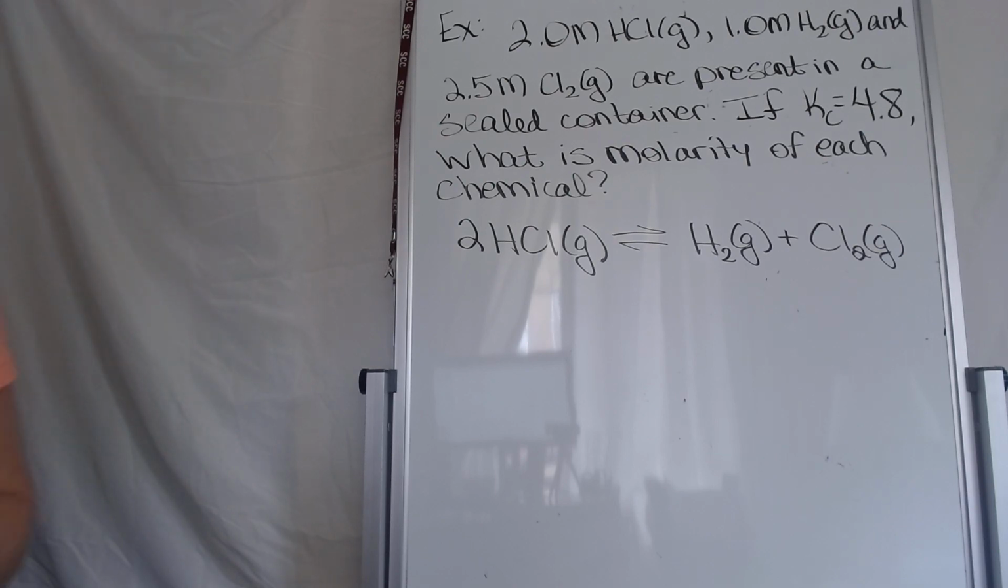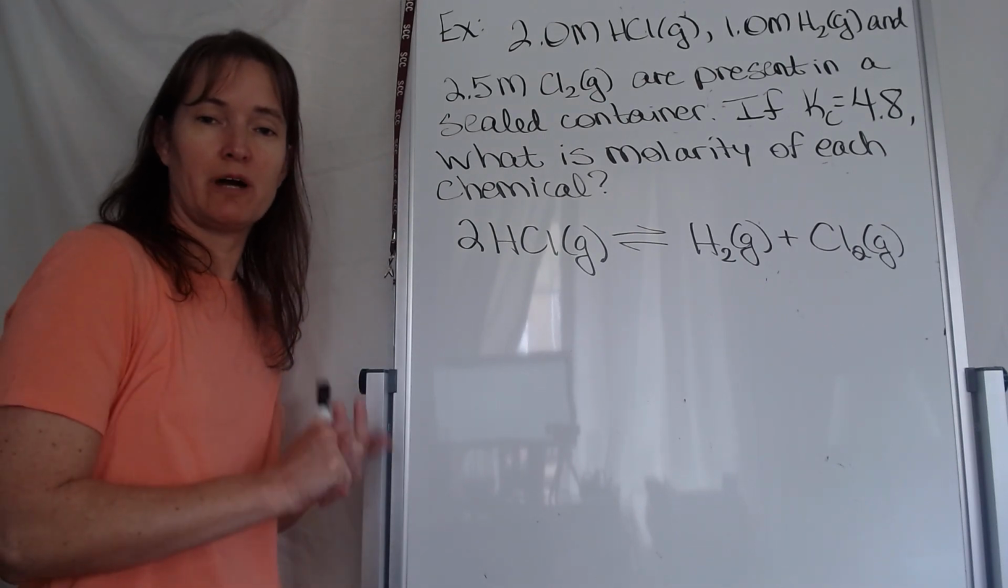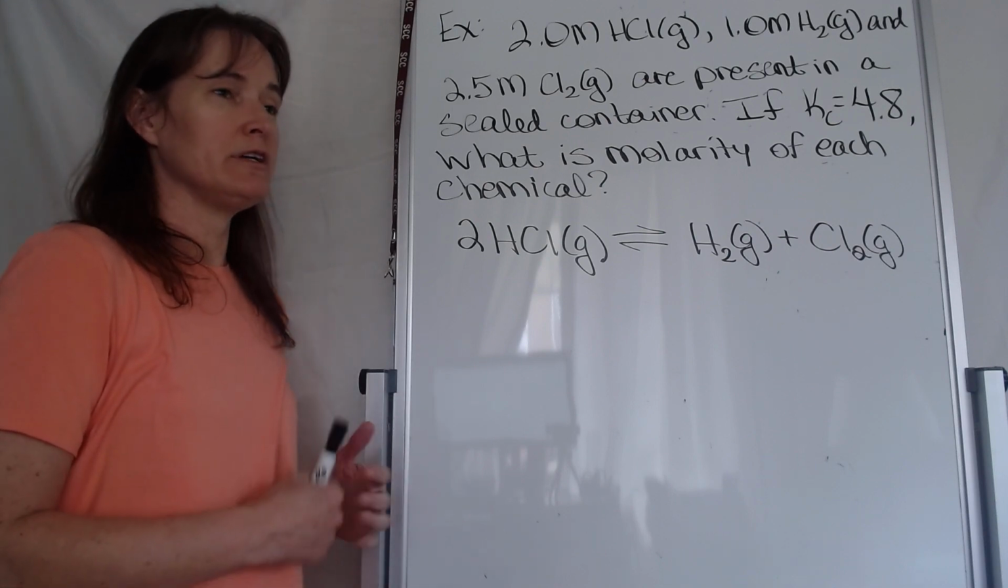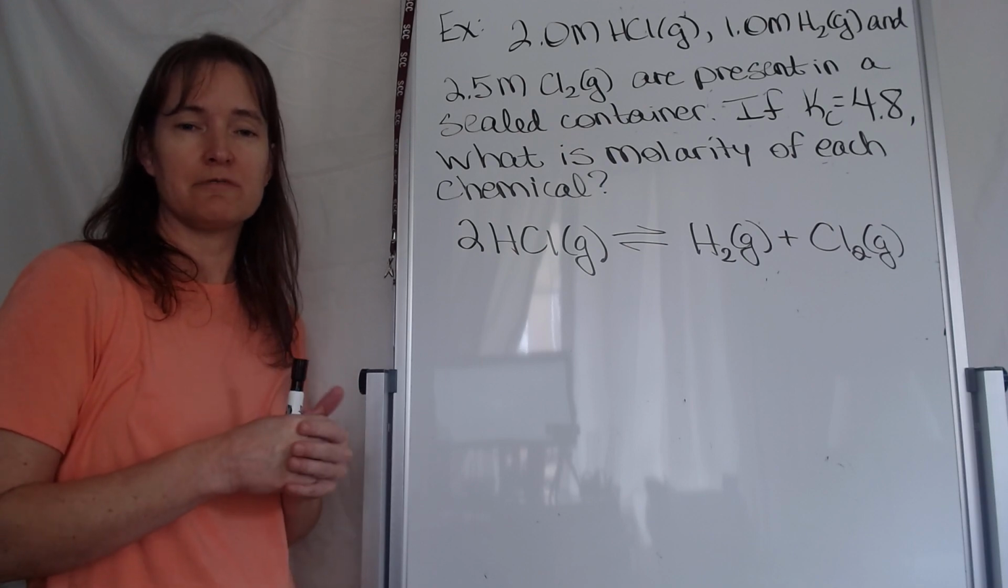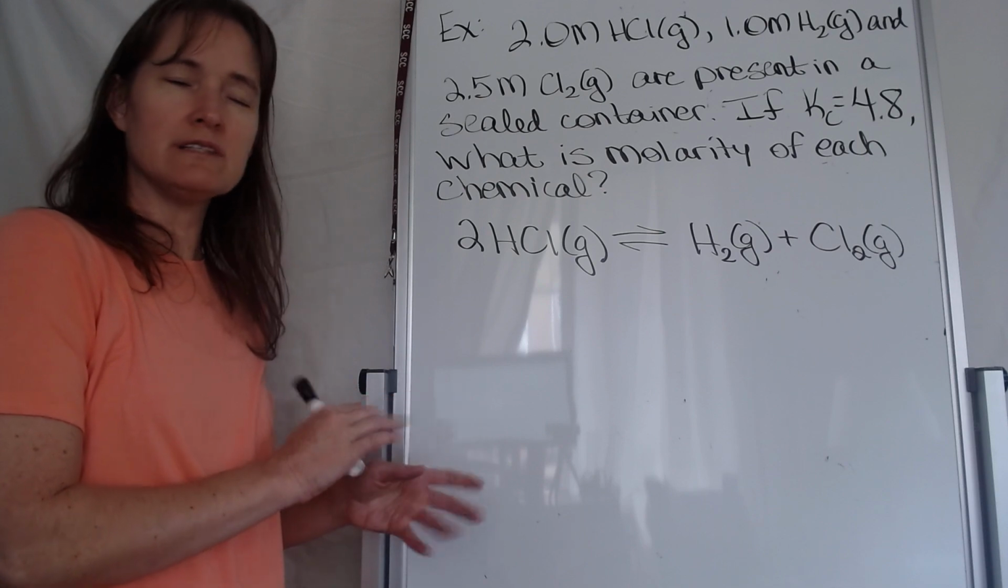Okay, so we are to our last topic for today, which is going to be probably one of the longest calculation problems that you will do in General Chemistry 2. And we're going to be using something called Q, which is also known as the reaction quotient. I usually say it's kind of a question of where equilibrium is.